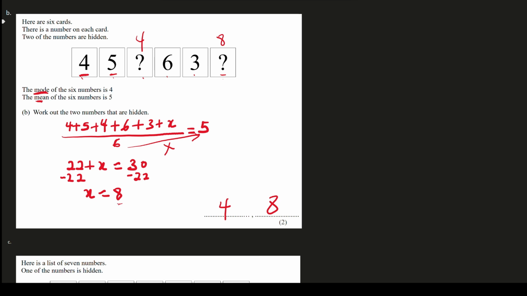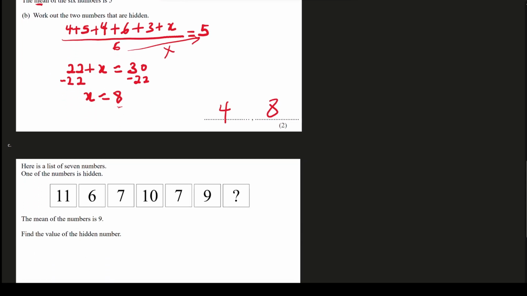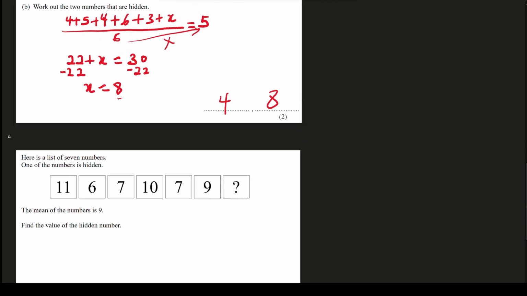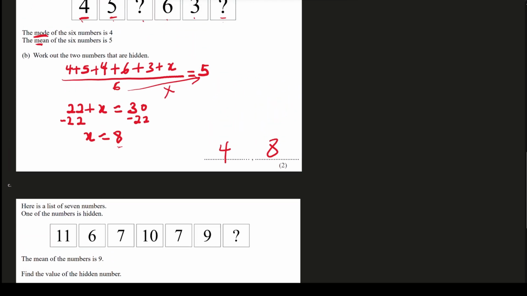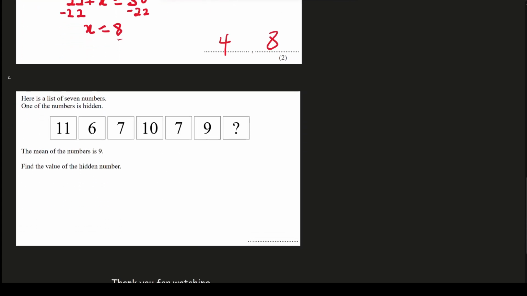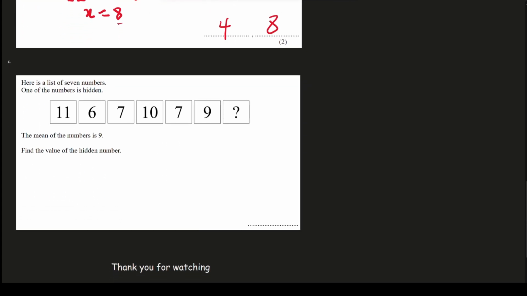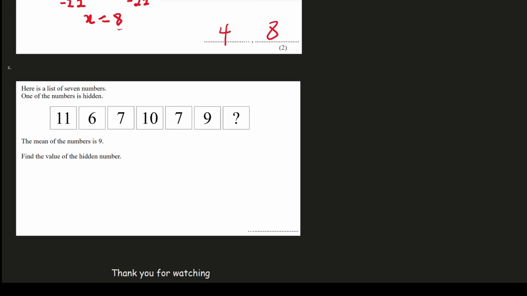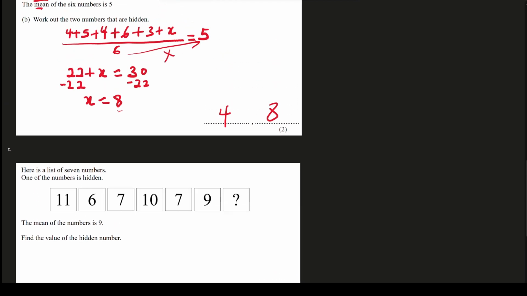Now let's move on to the last question, which is a similar example of this particular question. So let's just look at that. It says, here is a list of 7 numbers. One of the numbers is hidden. The mean of the numbers is 9. Find the value of the hidden number. Right, so easy peasy, just like what we did with the B.